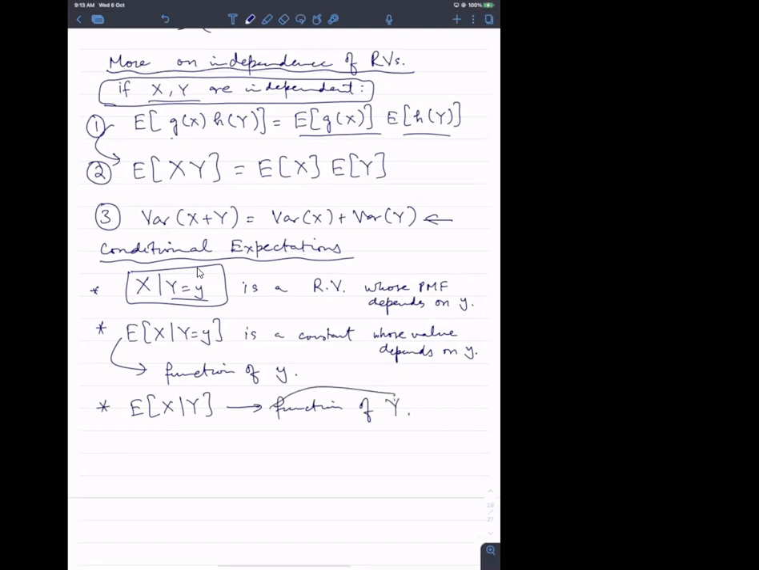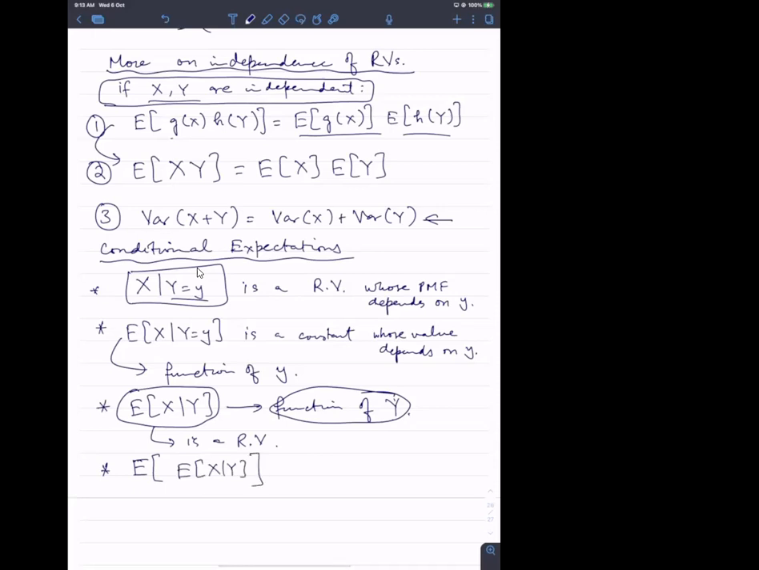A function of a random variable, capital Y is a random variable, and a function of a random variable is also a random variable. Which means expected value of x given y is a random variable. If it is a random variable, it will have a mean, it will have a variance. So I can talk about the expected value of x given y.